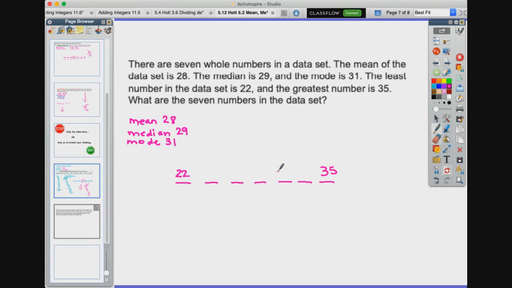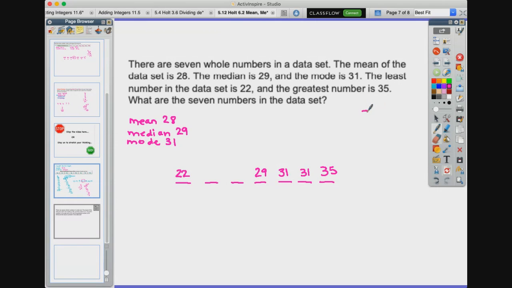Now, our mode's 31. Actually, let's back up. Our median is 29. We have 7 numbers. So that's telling me that the middle number is 29. Okay, so I have 3 numbers here, and I have 3 numbers here, and right smack dab in the middle is 29. It's also telling me my mode is 31. So I have to have at least 2 of those, and there's no space for anything else. So looks like I have these 2 left. Okay. Now, the only other thing is my mean is 28.